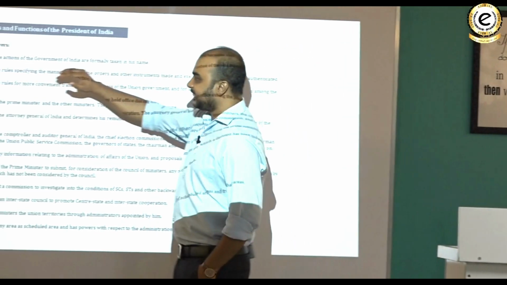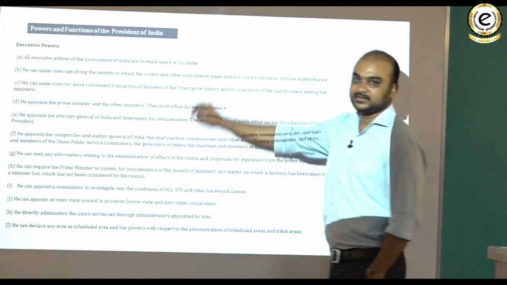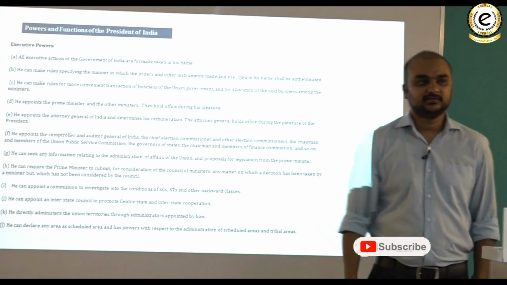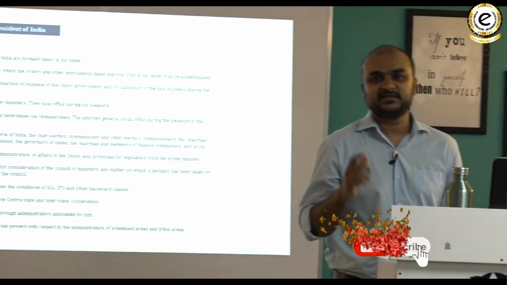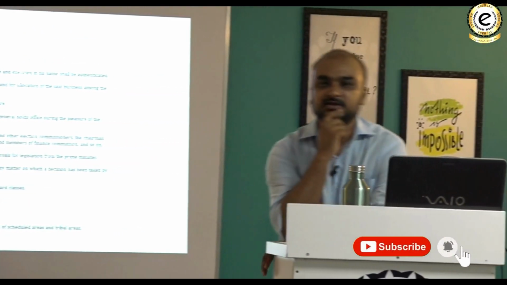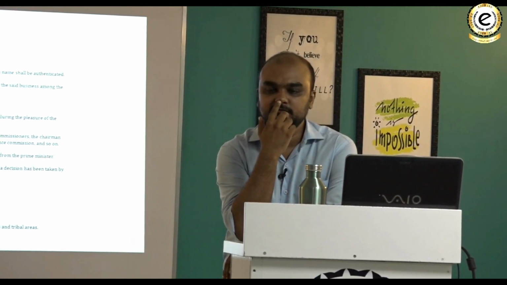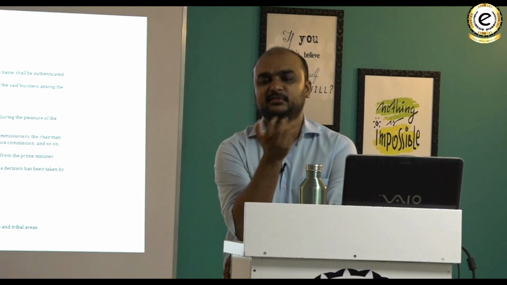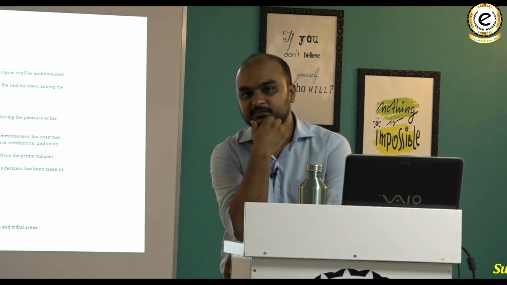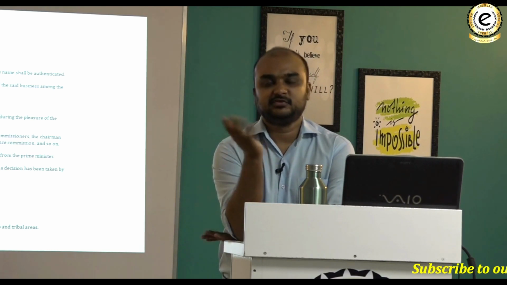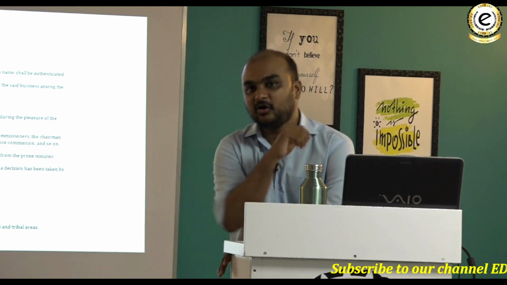All executive actions of the government of India are formally taken in his name. I told you that, in fact, the only way to ascertain whether an action or an order is passed by the government of India is to check whether it has been promulgated in the name of the President of India. If it has been, then you can say that is the government of India order.